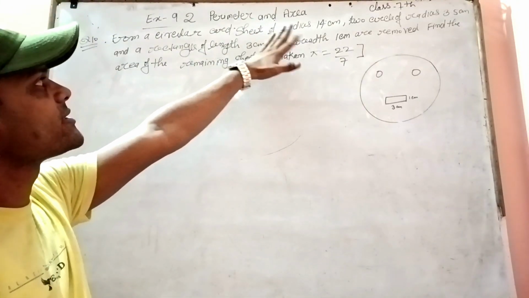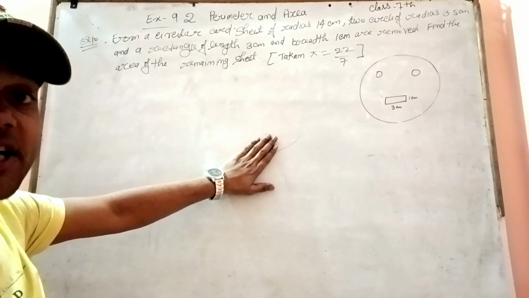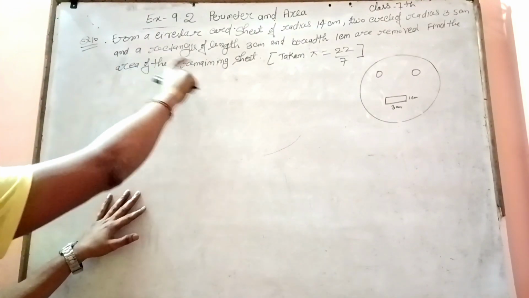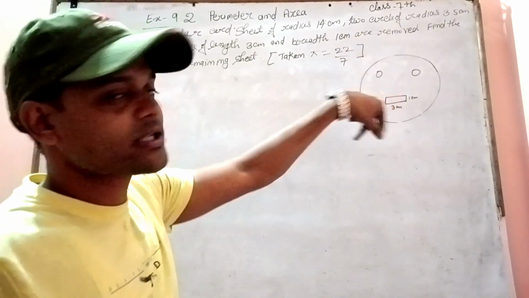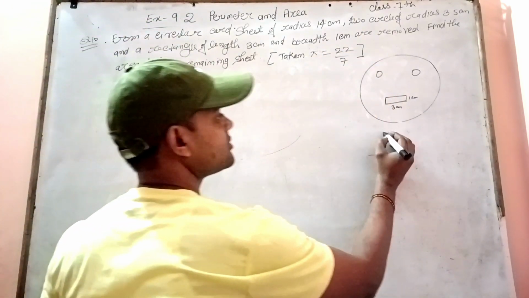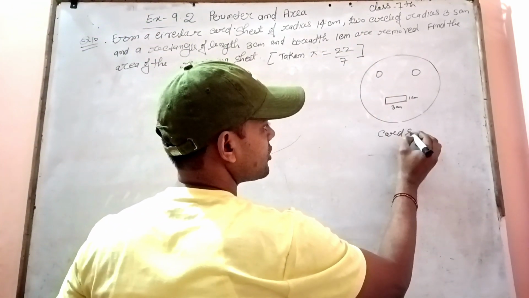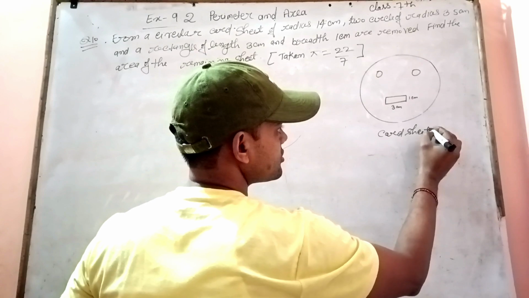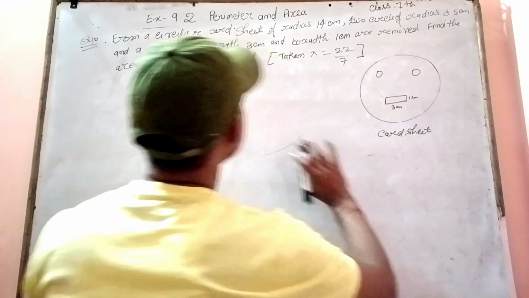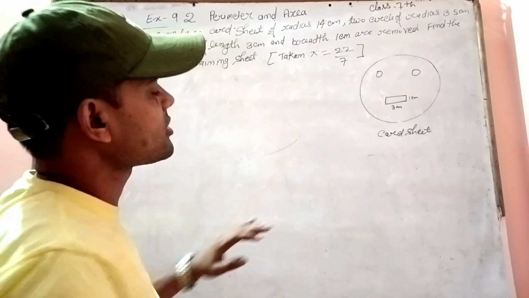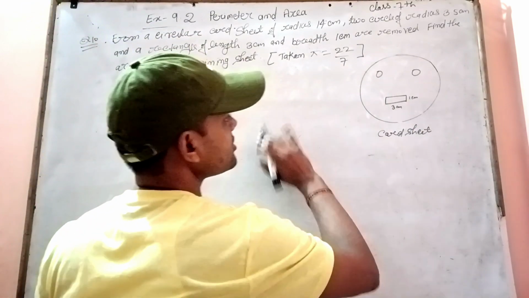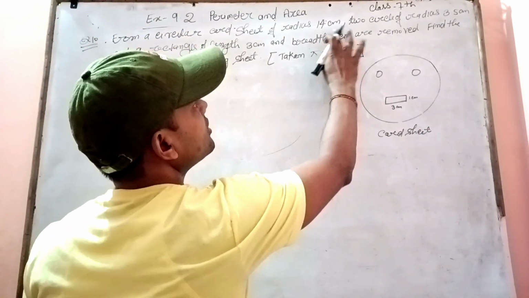Exercise 9.2, perimeter and area. Last exercise, question number 10. From a circular card sheet of radius 14 centimeter. This is the card sheet, and this is the radius 14 centimeter.